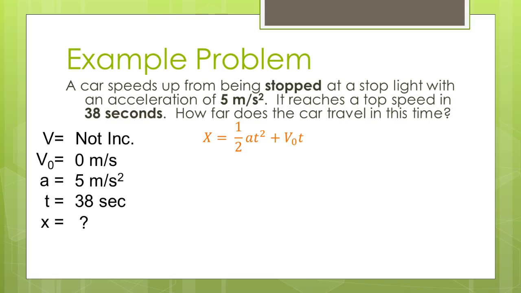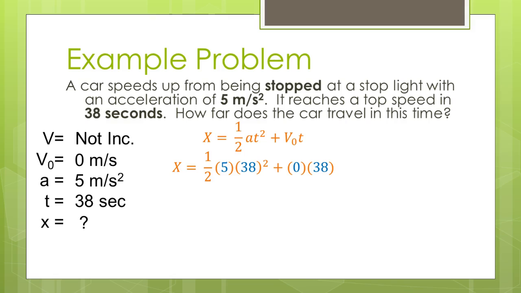I'm going to replace all of my variables with parentheses, and in the parentheses I'll plug the values that they represent. a equals 5 meters per second squared. t equals 38 seconds. v sub 0 equals 0 meters per second. t equals 38 seconds. All the values go in place of the variables. We're substituting in. Now we can follow the order of operations. We're going to plug and chug.